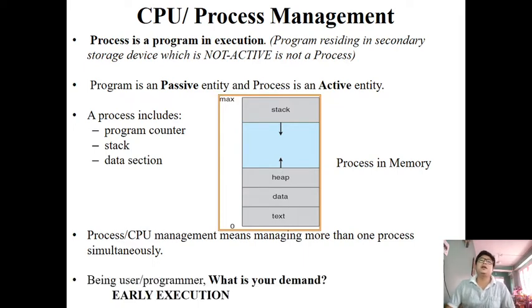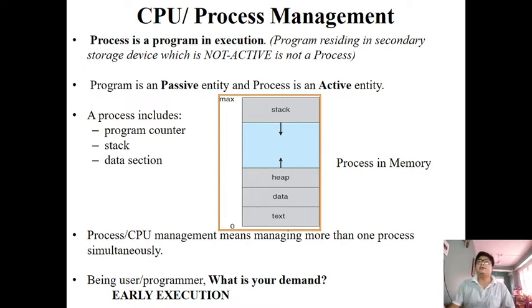So what we want is early execution. As a programmer, whenever I give the execution command, dot slash a dot out, I need early execution. I need early execution means I want the CPU to be immediately given to me, my program gets executed, and I get the output. That is the demand of the programmer, and that is the main task of the operating system from the CPU or process management point of view.